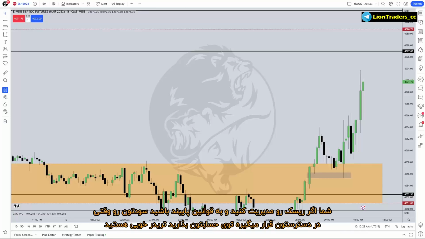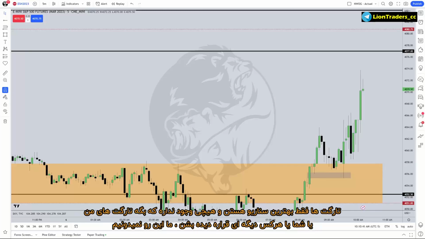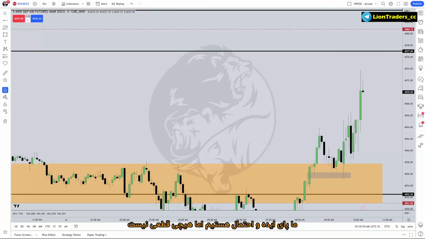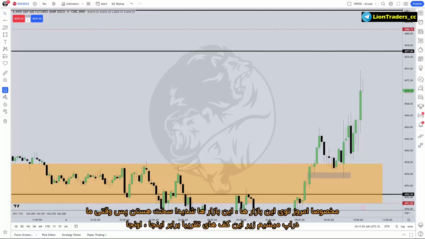You're a good trader if you manage risk and you stick to rules and you place profits on that bottom line when it's made available to you. Targets are just the best case scenario. There's nothing, absolutely nothing that states that mine, yours, or anybody else's targets are ever going to be reached. We don't know that. We're submitting to the idea, the likelihood, but nothing's for certain. Especially today, these markets are extremely difficult.